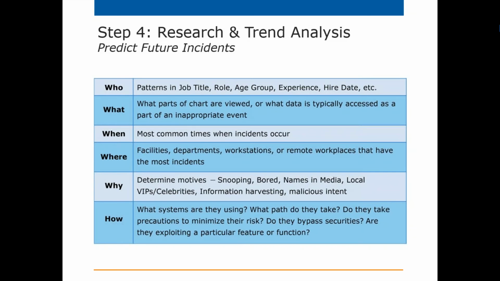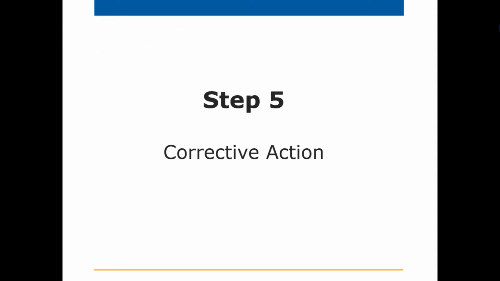And then finally, the how. The how is, what systems are they using? How did they do it? How did they create this breach? Did they use your EMR system? Did they use their own account? What path did they take through the record? We can actually better learn what to audit for by looking at the ways that inappropriate accesses occur. So this is a way that we can improve. And all of this learning, all of this prediction of future incidents ties to corrective action.